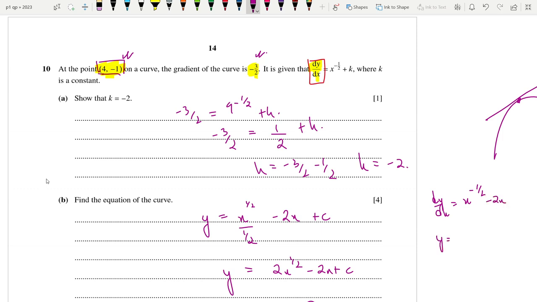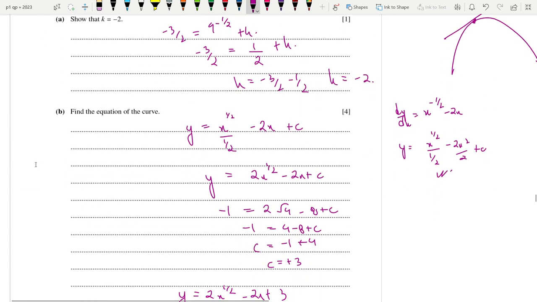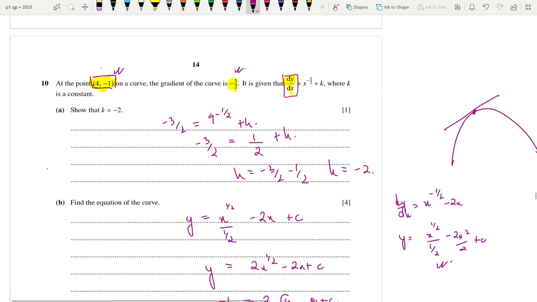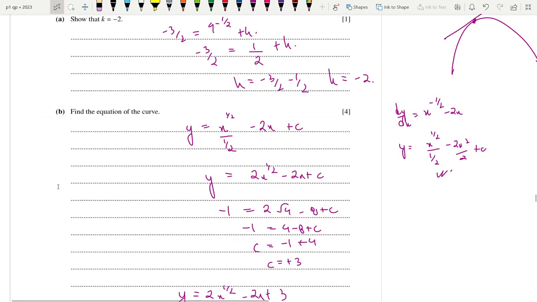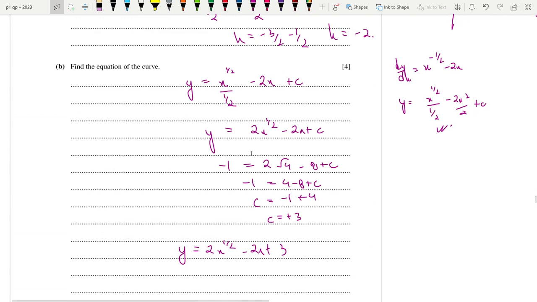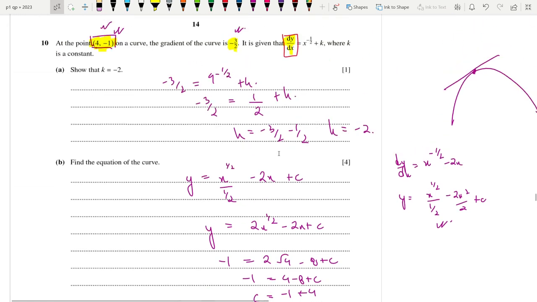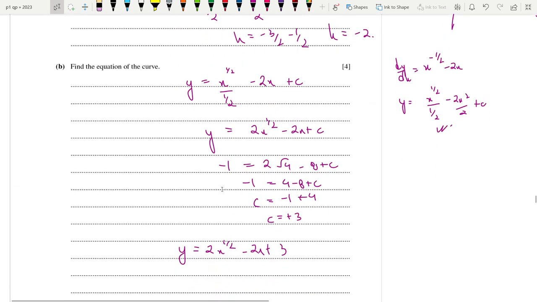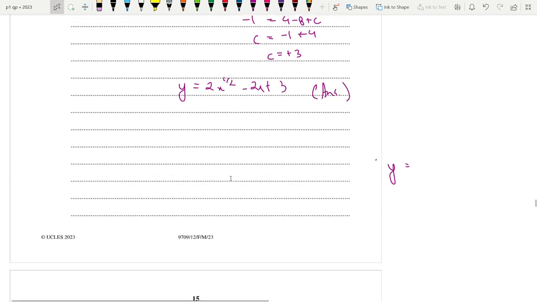After integration, we end up with y equals x to the power half divided by half, minus 2x squared by 2, plus c. This is my integration, right? And to find c, I use the point (4, -1). So we end up with -1 equals 2 root 4 minus 2 times 4, which is 8, plus c, so c is plus 3. So this is our equation of the curve. Okay, pretty straightforward.